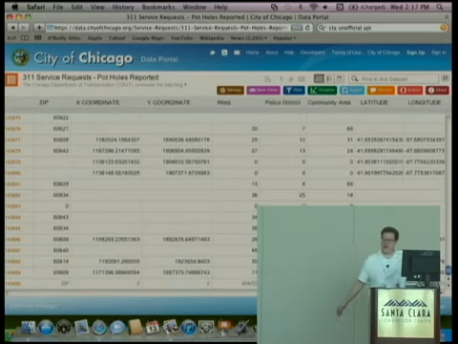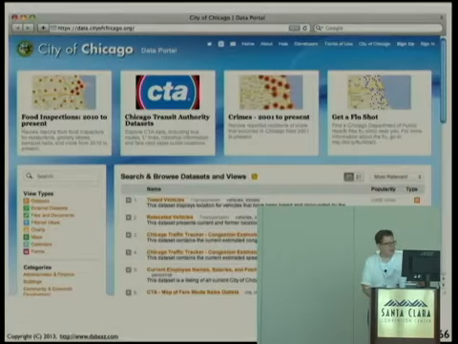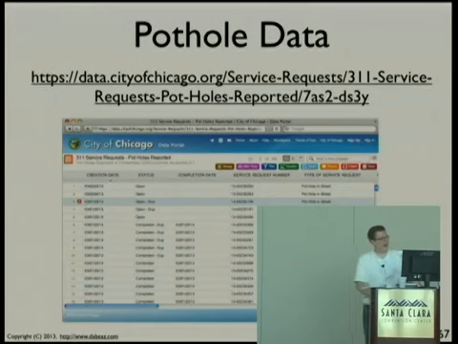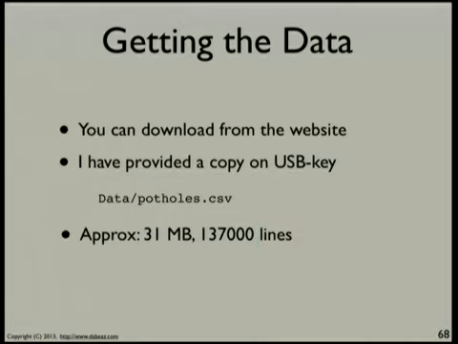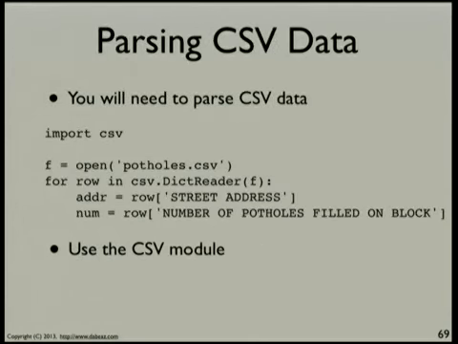So the challenge that we're going to do here is we're going to try to read this data set and figure out what the worst street to ride in Chicago is. The slides kind of go through this. We're going to use the data portal there. It's about a 31 megabyte CSV file, 137,000 records, 140,000 records. To do this turns out to be not as hard as you think. We have to parse CSV files, comma-separated value files. The easiest way to do that is to use the CSV module and this feature known as a DictReader, or dictionary reader.